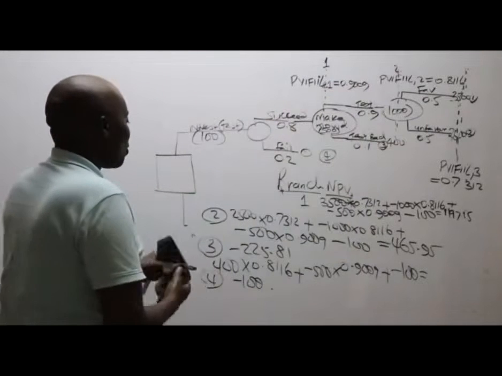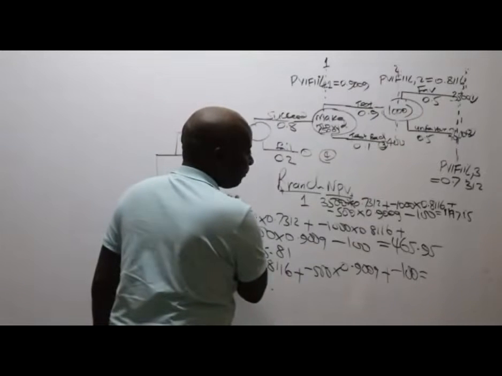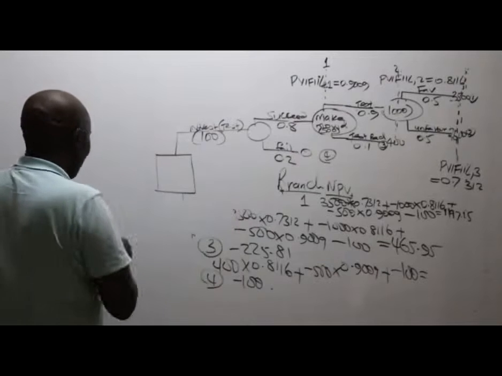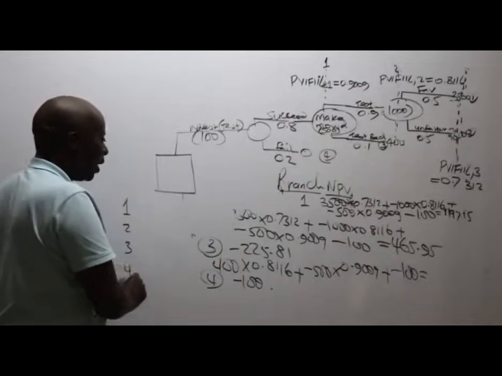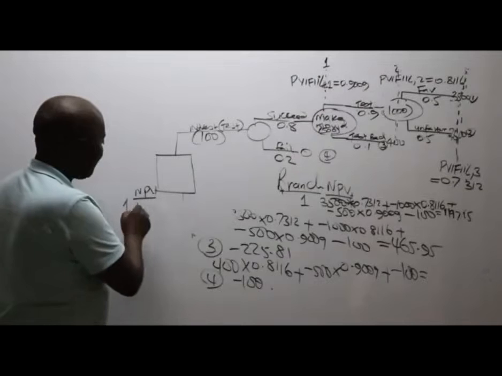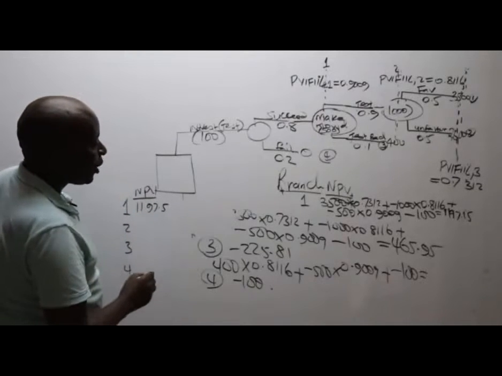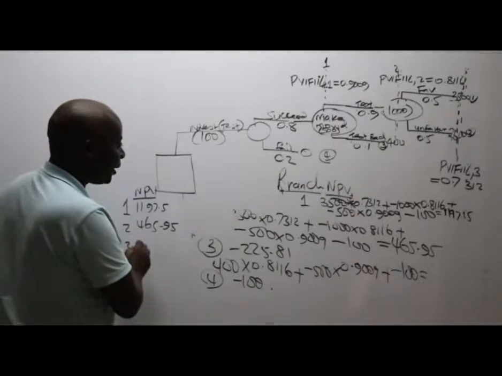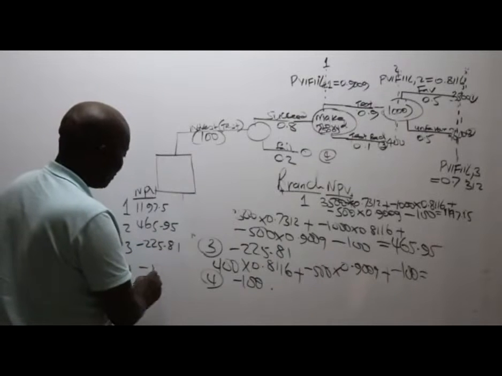Thank you. Great. So we have, ladies and gentlemen, our branches there. If we could just summarize this very fast, I want to come back here and summarize them. So we have our branches, branch 1, branch 2, branch 3, branch 4. We have our net present value. Net present value here is 1197.5. For branch number 2, it was coming to 465.95. Branch number 3 is minus 225.81. Branch number 4 is minus 100.